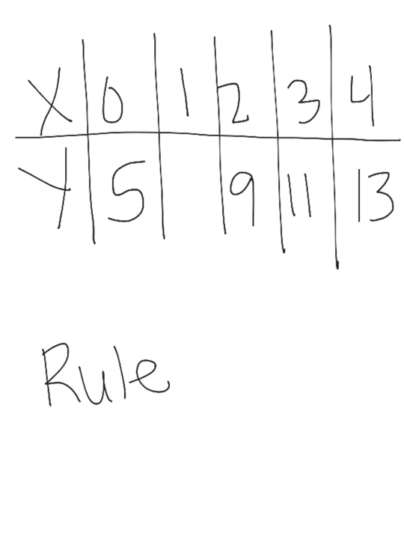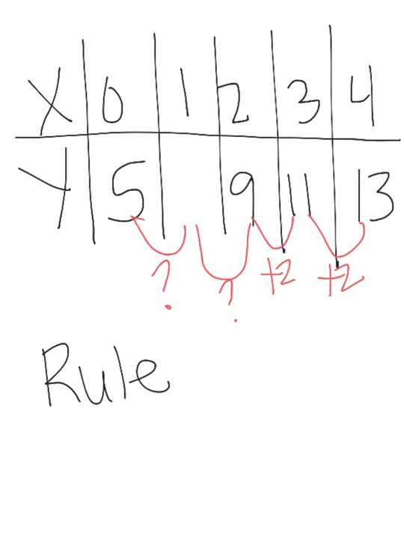5 to, I don't know what 5, because I don't know what this number is, so I don't know what this pattern is. Same thing with this one. But 9 to 11, I add 2. And 11 to 13, I add 2. And over here, I add 1, add 1, add 1, and add 1.